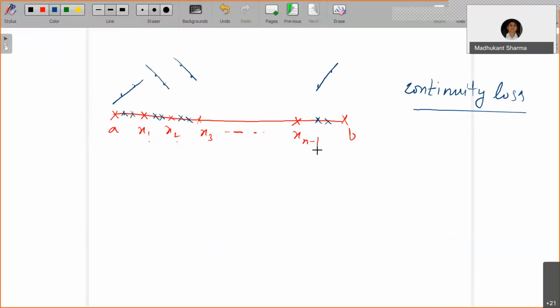Okay, now if you wish to preserve this continuity, what you have as an alternative is you divide the interval like this: a, x0, x1, x2, x3 and so on. This is xn minus 1 and this is xn, that is b. So if you wish to preserve the continuity, you need to choose this x1, x2, and so on. These all are themselves the interpolation points.